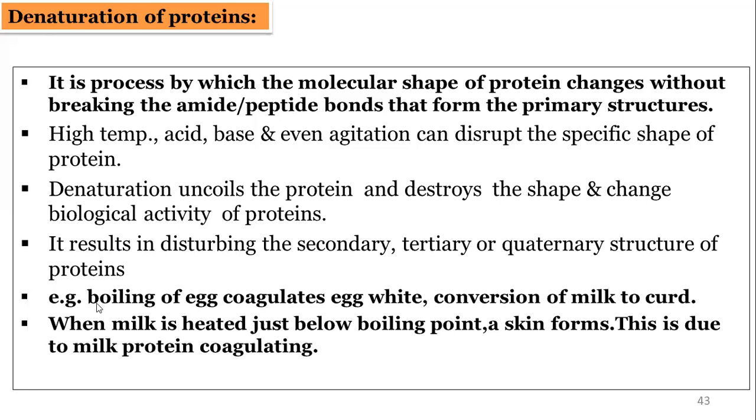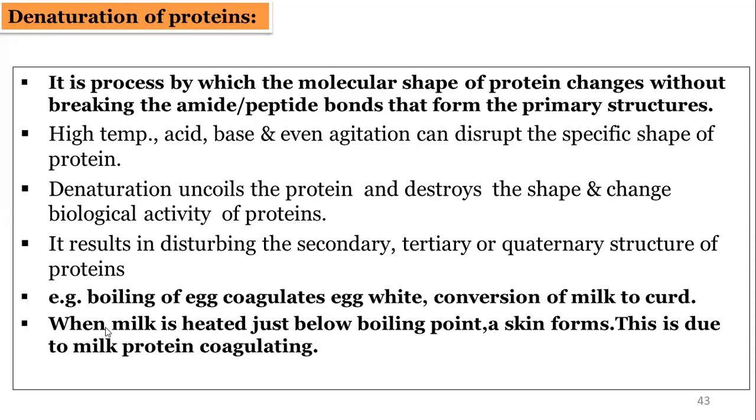For example, it is given: boiling of egg coagulates egg white. अंडं जर आपण गरम केलं तर ते अंड्याचं जे पांढरं कलरचं अल्ब्युमिन असतं ते एग व्हाईट त्याचं बनतं. लक्षात घ्या, हे खूप डे टू डे लाईफ मधलं एक्झाम्पल आहे. Conversion of milk to curd. This is also the denaturation of proteins. मिल्क मधलं जे प्रोटीन असतं त्याचं शेप चेंज होतो कर्ड मध्ये.